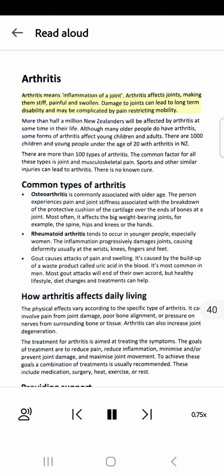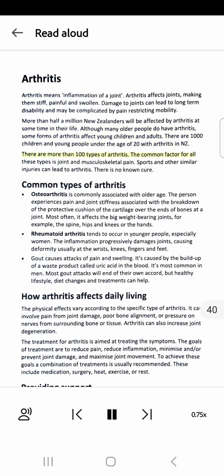Damage to joints can lead to long-term disability and may be complicated by pain restricting mobility. More than 500,000 New Zealanders will be affected by arthritis at some time in their life. Although many older people do have arthritis, some forms of arthritis affect young children and adults. There are 1,000 children and young people under the age of 20 with arthritis in NZ.